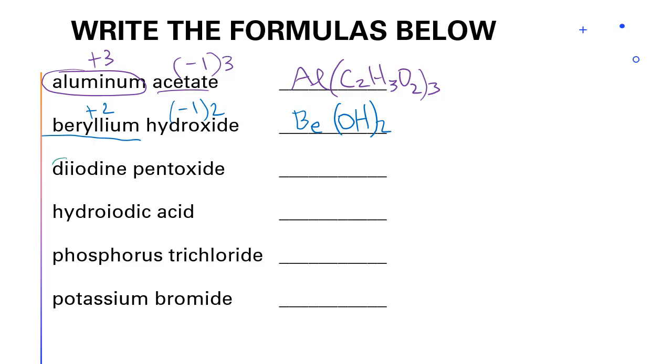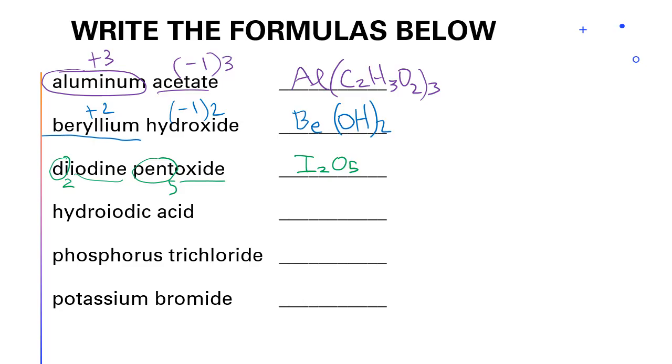Next, we have diiodine pentoxide. So that means this is covalent, and I don't have to balance charges. I'm just going to write what's there. 2 iodines, I2. 5 oxygens, O5. Done, and move on.